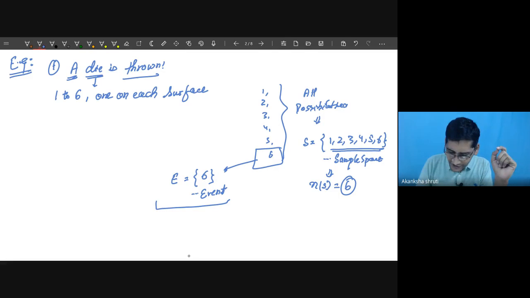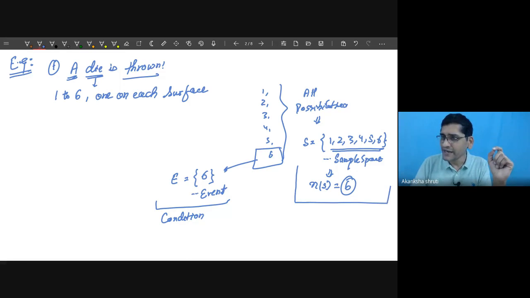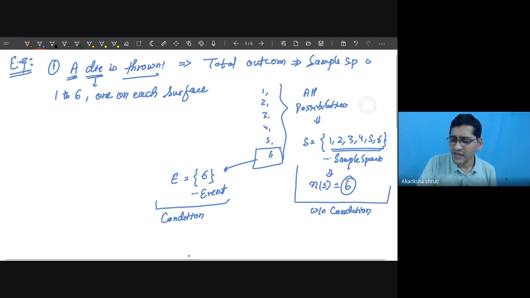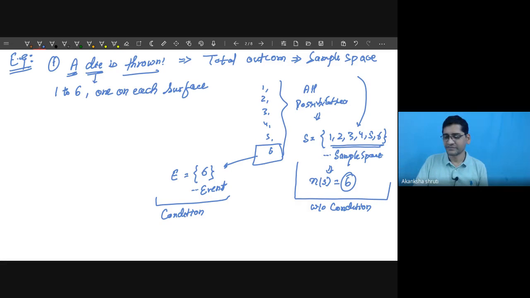So student, the thing is that here the event was the condition. The condition is given from this sample space; the total outcome means without condition. Say just a die is thrown, what are the total outcomes? The total outcomes give the sample space. The total outcomes we have enumerated within a set. This we have written like this, within a set. Then it is the sample space without stating any condition.